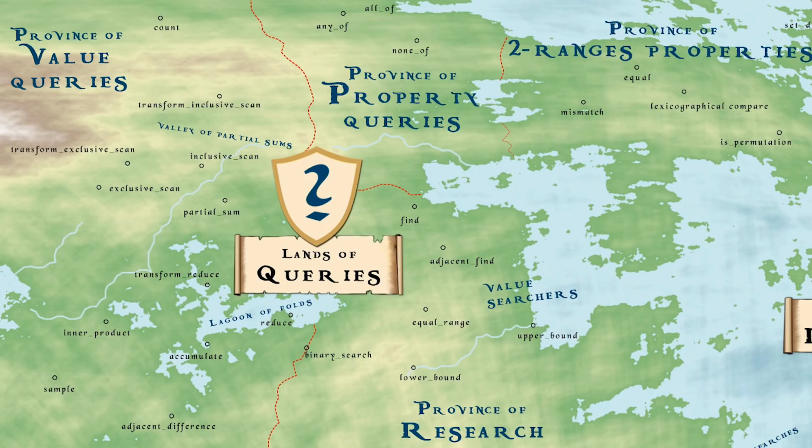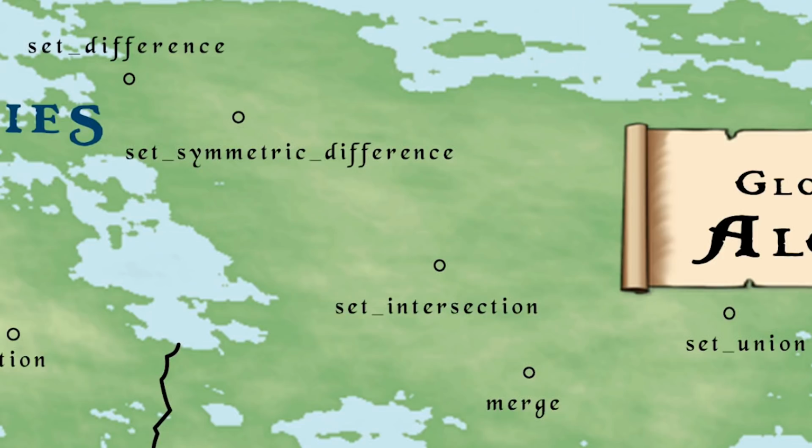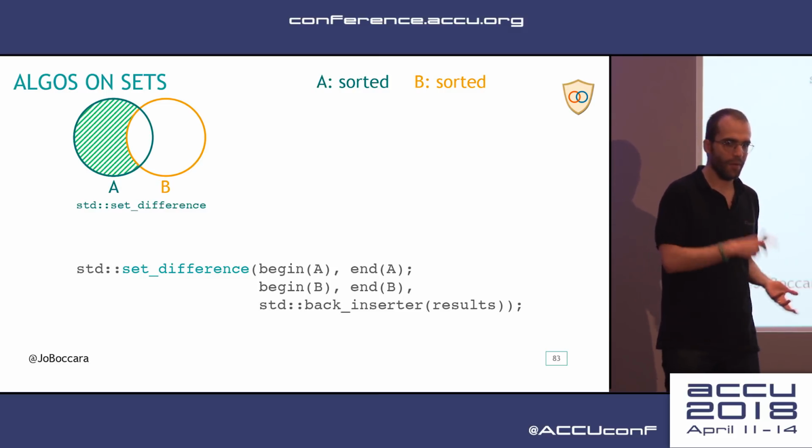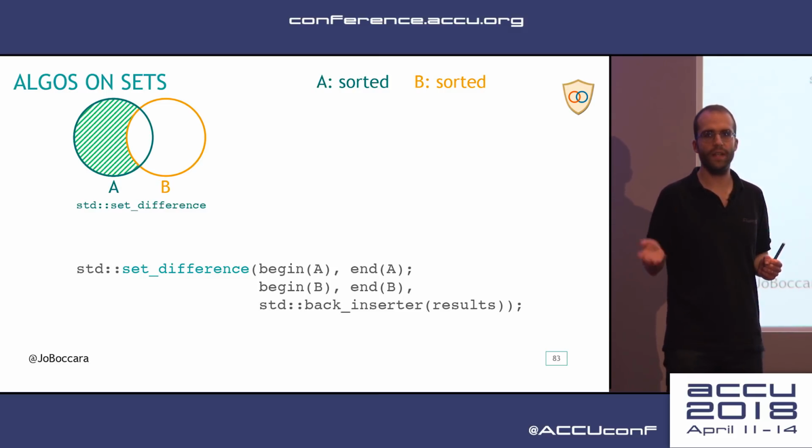Right, that's it for the land of queries, which was the biggest part of the world. Now we're going to move on to my favorite part of the world, the glorious land of algorithms on sets. They are glorious. So what's a set to begin with? A set in C++ is a sorted collection.